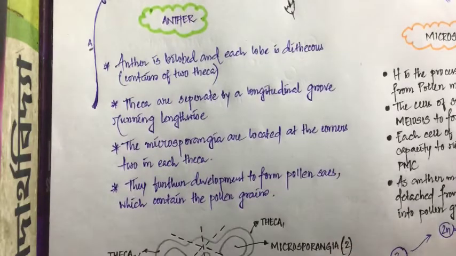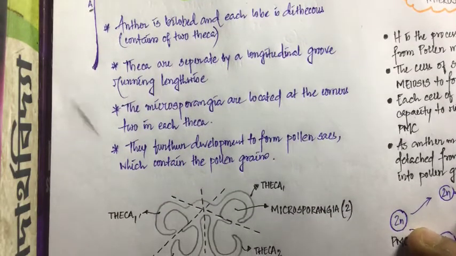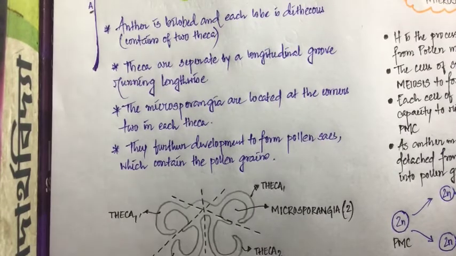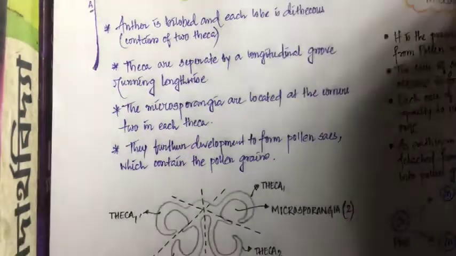Anther is a bilobed structure. Let me bring it a bit more so that you can see the diagram along with it. So what is anther? Anther is a bilobed structure, and each lobe contains dithecus. Listen to each and everything very carefully. Now this is where it is becoming important.